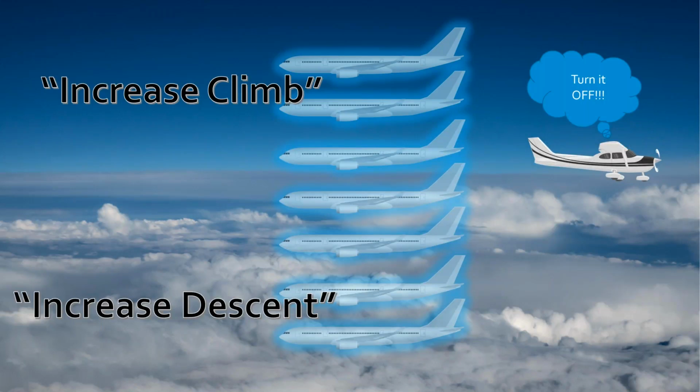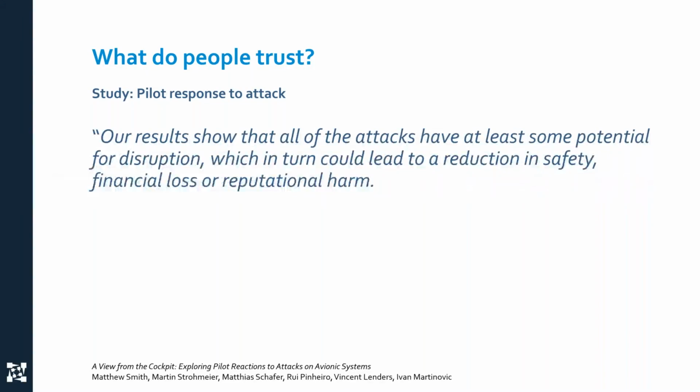What typically happens at that moment is that the pilot turns it off, which leads to a different set of problems. In fact, there was a related study to the one I mentioned below. It's called A View from the Cockpit, Exploring Pilot Reactions to Attacks on Avionics Systems. So it's a great place to learn more about other potential attacks. They showed that every attack that they analyzed had a potential for some disruption, which could lead to a reduction in safety.